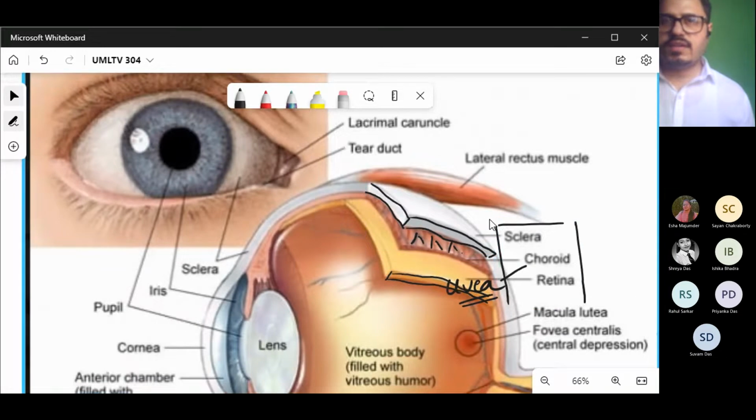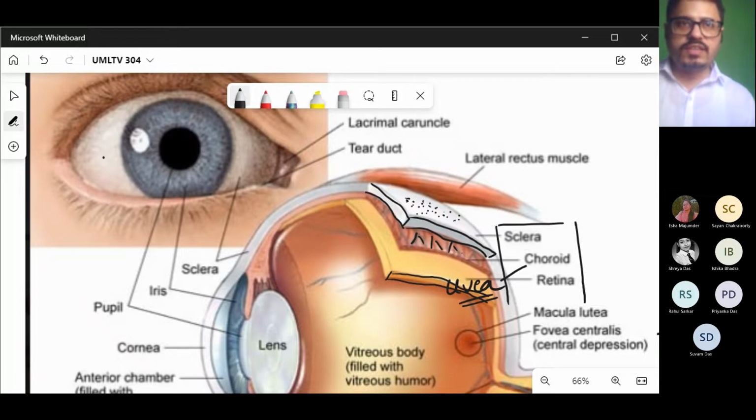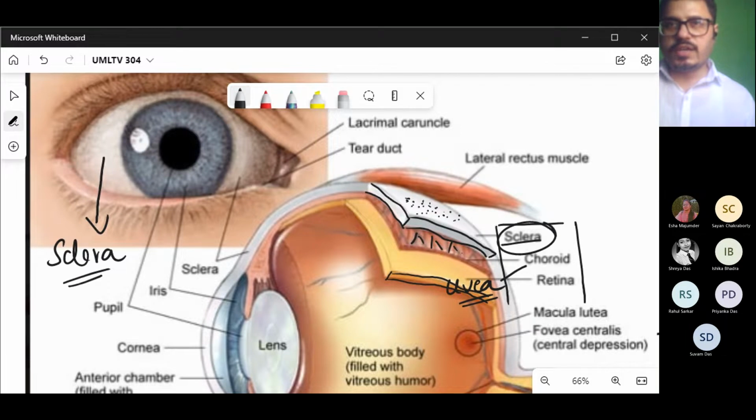See this layer? Did you notice, everybody? Yes, sir. I'm putting dots on this particular layer. This is the outermost layer, and it comes with this white color. So that's why from the front, this layer is visible, and the name of this white colored layer is sclera. See, it is already labeled out here as sclera.